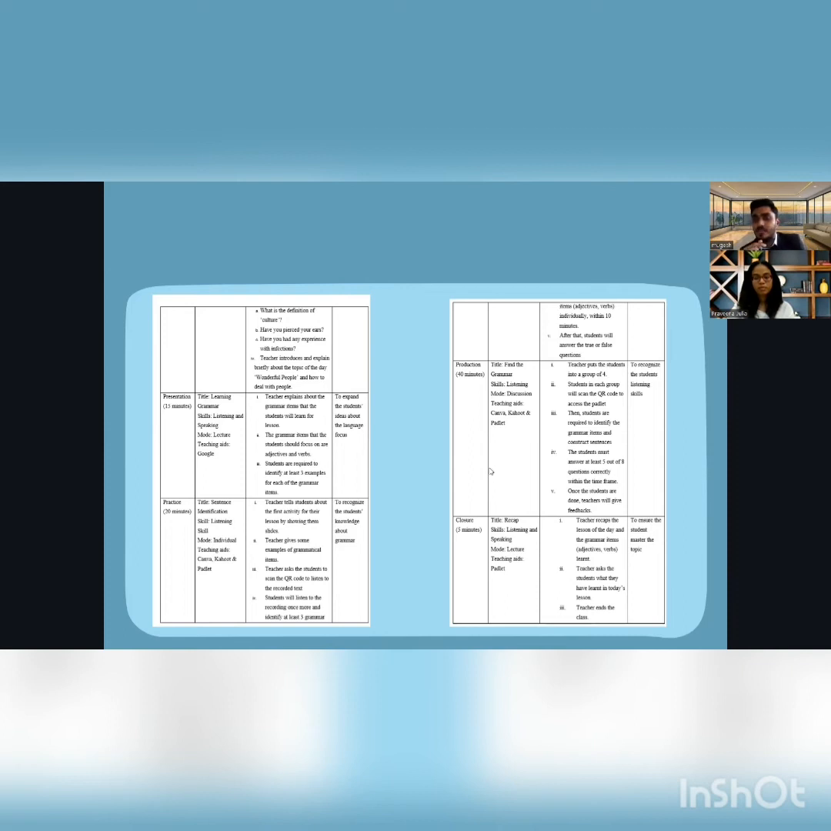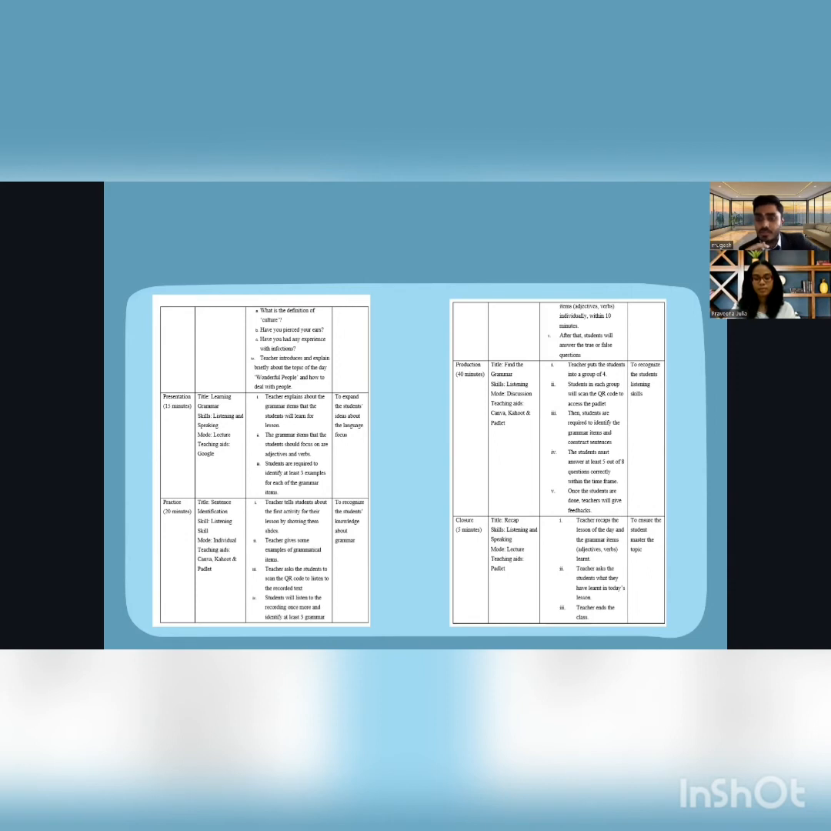The teacher will ask them to scan the QR code from the recorded text, and the students will be required to listen to it and identify 3 grammatical items, which are adjectives and verbs, individually within 10 minutes. Then the students will answer true or false questions. For the second last part, the production part, Find the Grammar is the title, the skill is listening, and the mode is discussion mode. The teaching aid used was the same as the previous one.